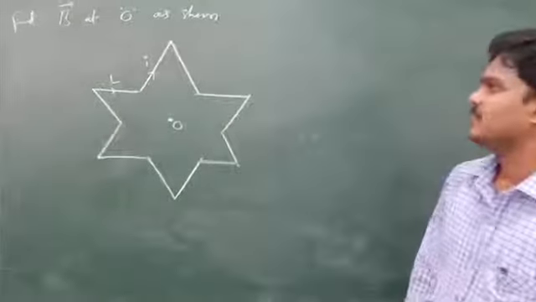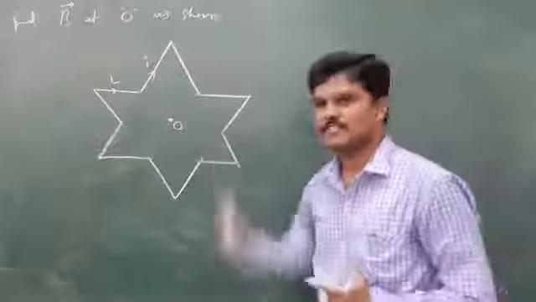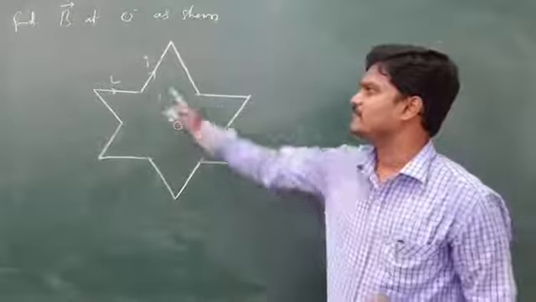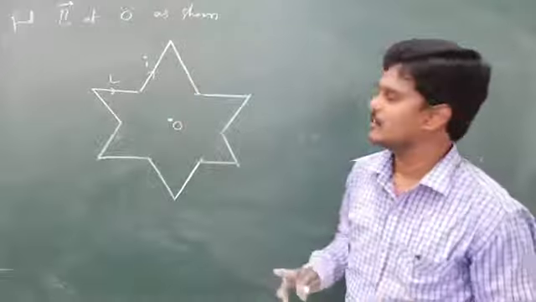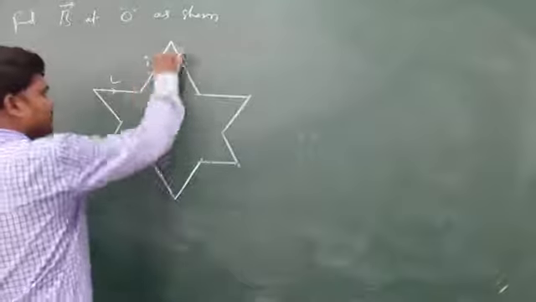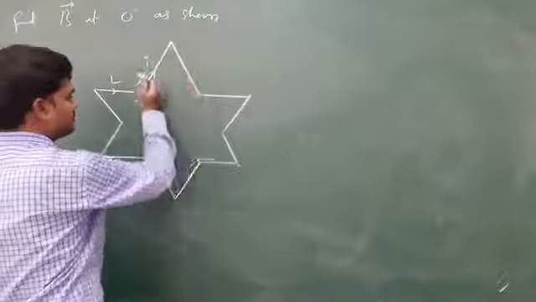See, all are of the same length, carry the same current, and are at equal distance from the center. So due to symmetry, if you find the magnetic field due to any one of the wires and multiply it by 12, you will get the final answer. Let me find it with one of the wires. Let me take this wire.